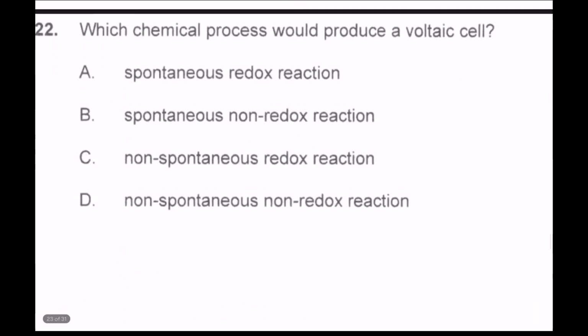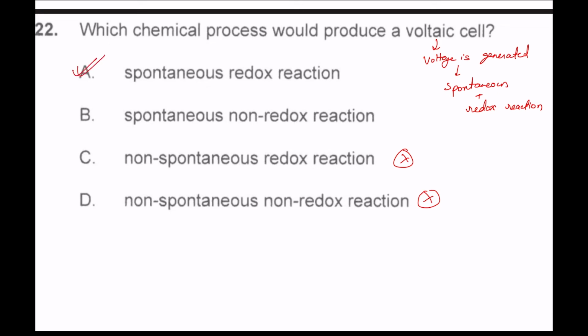Now, which chemical processes would produce a voltaic cell? So what happens in a voltaic cell? Voltage is generated. In your syllabus, you have two types of cell. One is a voltaic cell, where you are getting energy out of a reaction, and then you have electrolysis, where you are putting in energy to drive a non-spontaneous reaction. If you have a voltaic cell, your reaction has to be spontaneous. Only if the reaction is spontaneous will it keep going and keep providing you energy. So yeah, these two will be cancelled. And a voltaic cell is applicable for redox reactions, so there will be a spontaneous redox reaction. Combine them, and option A is the correct answer to this question.